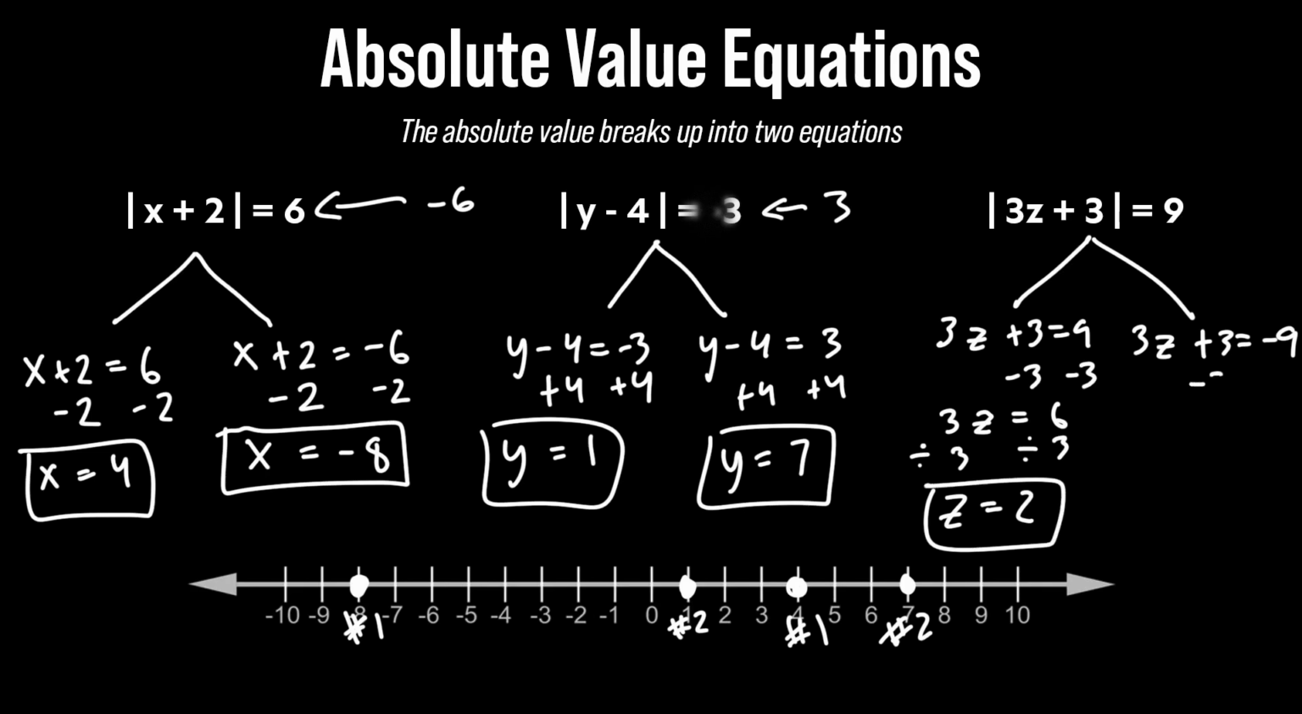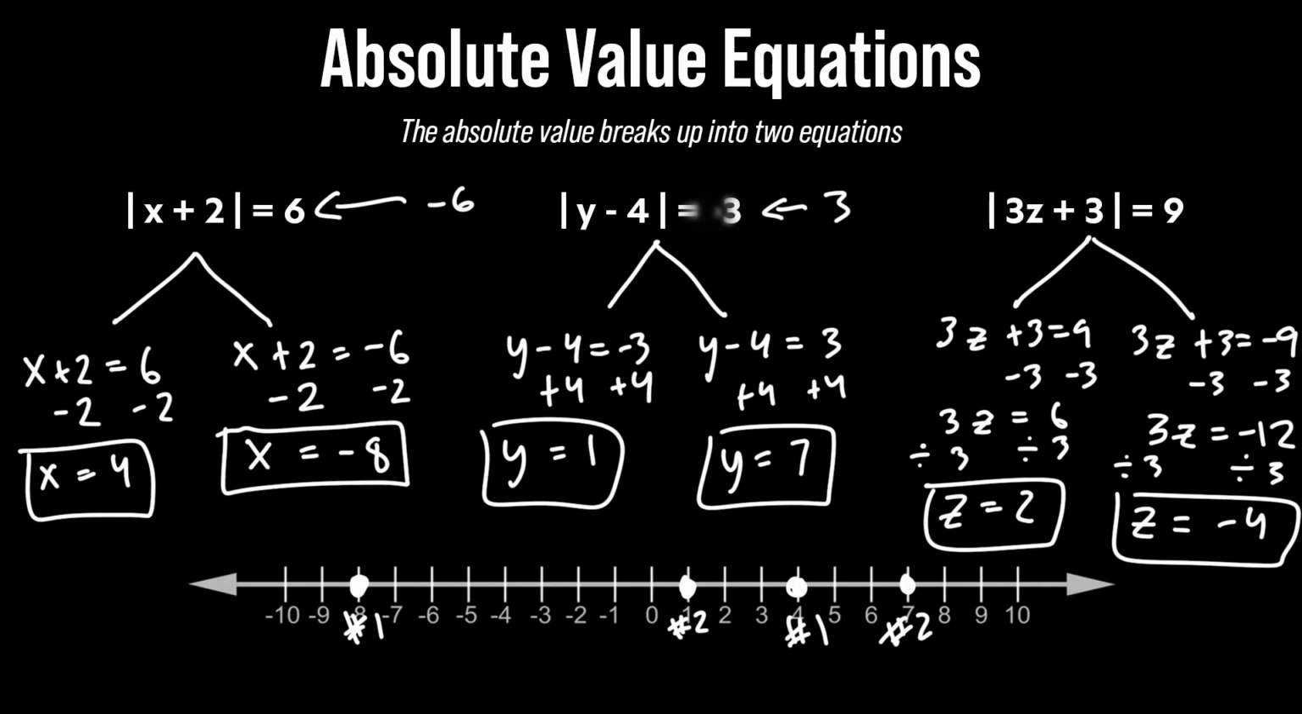On this side, we subtract 3 from both sides. We get 3z is equal to negative 12. And let's divide by 3 again. And we get z is equal to negative 4. So these are the two answers to this one. So this is number 3.